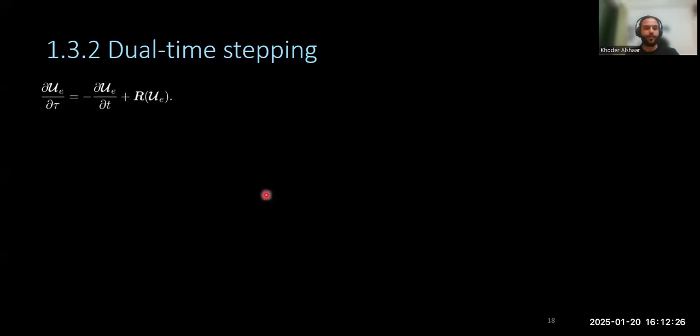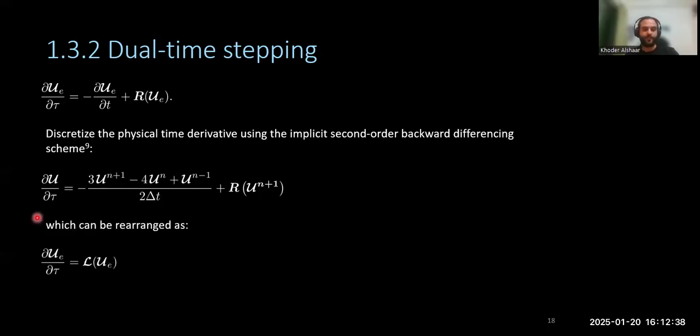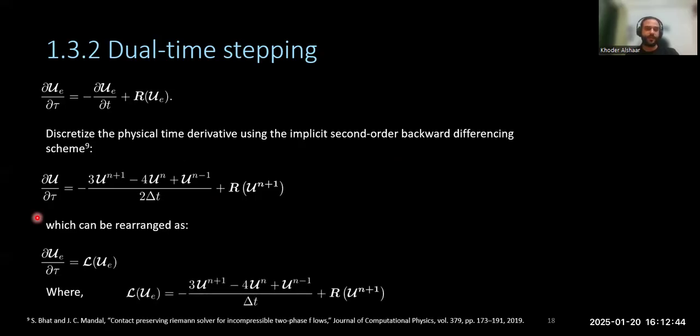Because now we can discretize the physical time step using an implicit second-order backward differencing scheme. So this is now implicit. However, because we have the pseudo time step, we can now combine everything on the right-hand side. And this is basically the residual, but we now call it L.